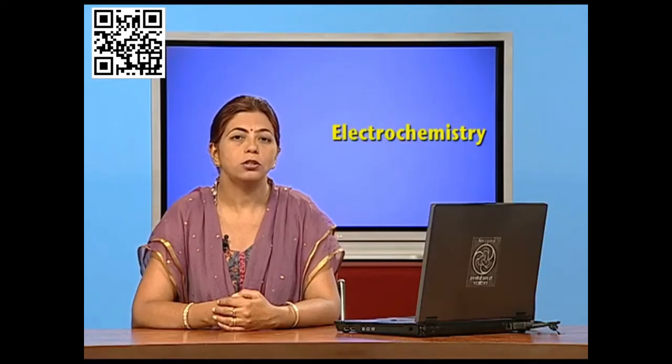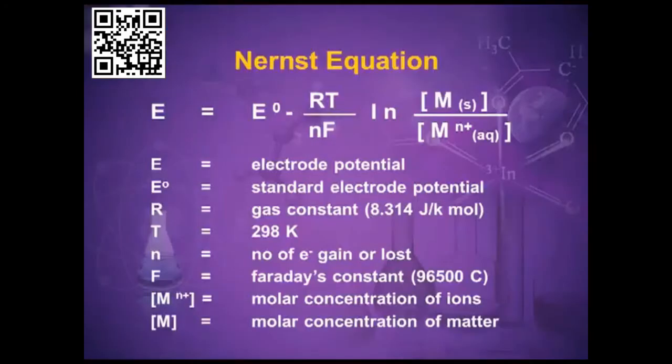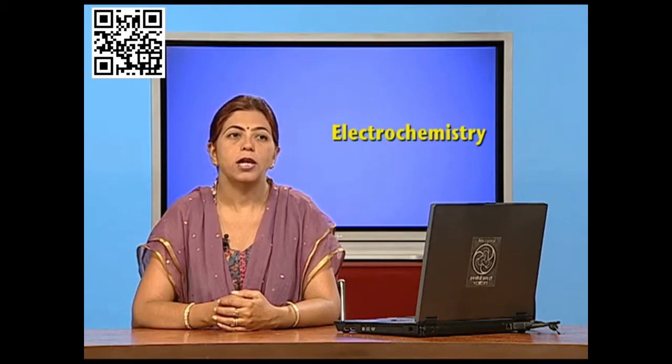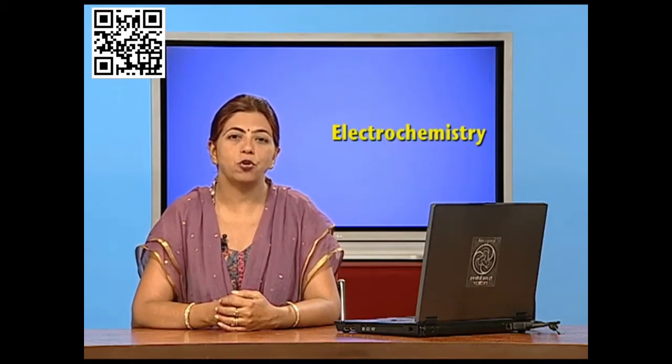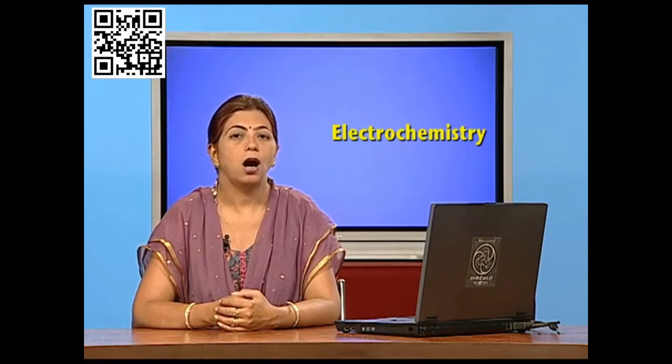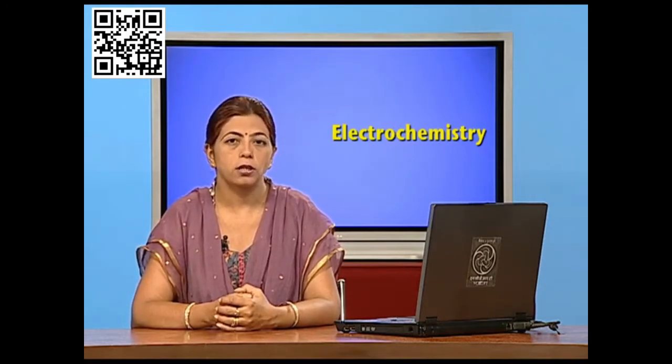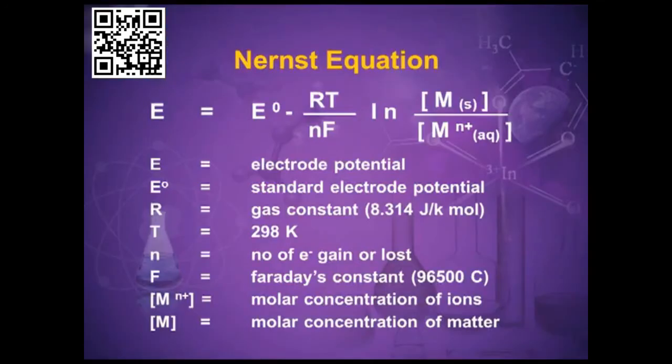Let me tell you the use of the various symbols. E is the electrode potential. E naught is the standard electrode potential. R is the universal gas constant whose value is 8.314 joules per Kelvin per mole. T is 298 Kelvin, that is 25 degrees Celsius.